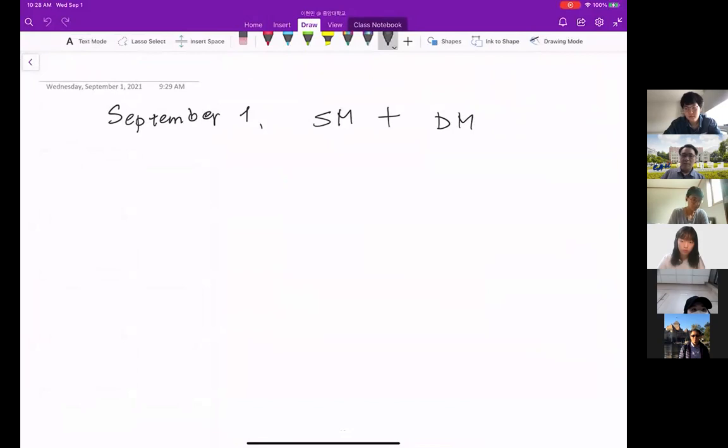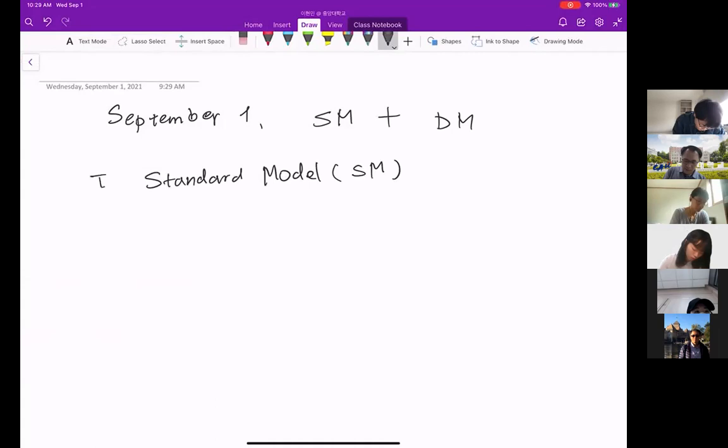Okay, let me start from the standard model. I will briefly introduce dark matter, but first, what we know about the standard model. It is called the standard model because it is unique. There's nothing else which can explain all the data up to now.